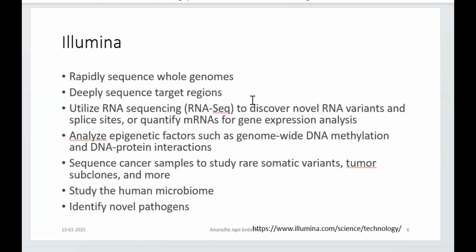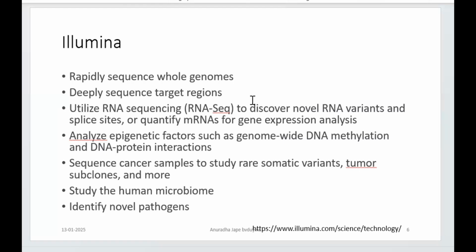Of course, it can be used to find out variations like DNA methylation, or you can say epigenetic factors. We have discussed in previous discussions with reference to the nanopore method. I hope you remember that. So variations which are due to epigenetic factors, for example DNA methylation is one of the examples, right? And also DNA protein interactions can be studied.